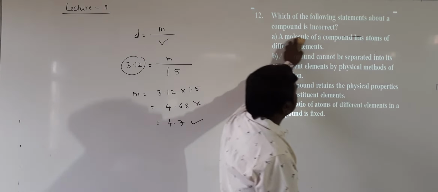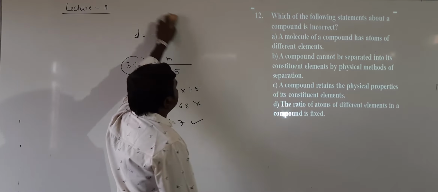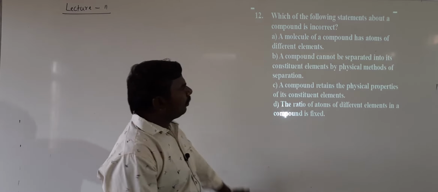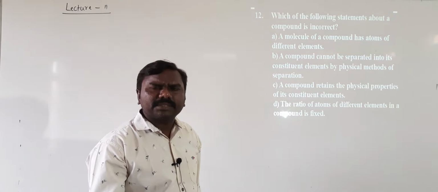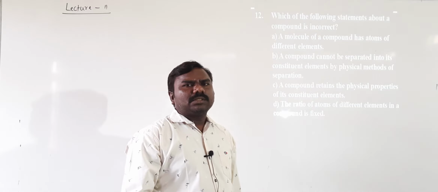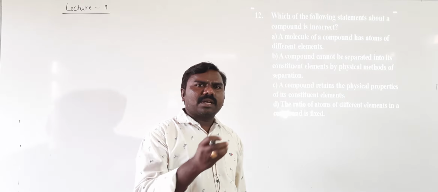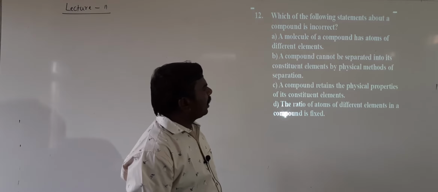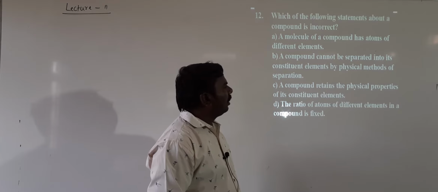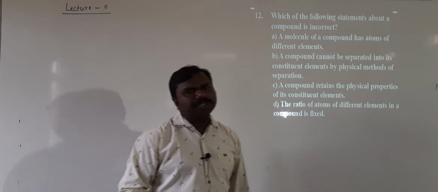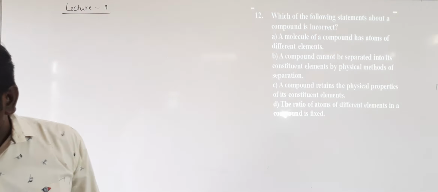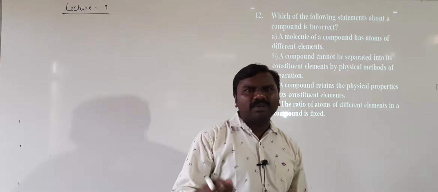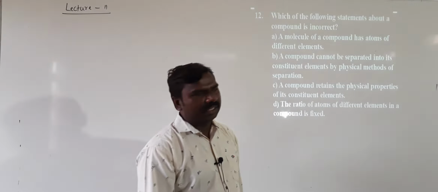Next, which of the following statements about a compound is correct? A molecule of a compound has atoms of different elements. Yes, if you take water, H2O, it contains hydrogen and oxygen, different elements, possible, right option. A compound cannot be separated into its constituent elements by physical methods of separation. Yes, we cannot separate a compound by physical methods, simple techniques, it is difficult, correct.